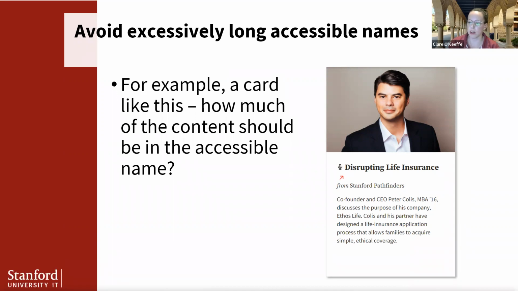If you put all of this in there, you've got a little podcast icon, you've got a sort of title of the article or the podcast, you've got an icon that indicates an external link, you've got information about where this came from, Stanford Pathfinders, and then you've got 2 sentences about the contents of the podcast. So putting all of that inside of the link and having it be the accessible name is probably going to be a little too verbose.